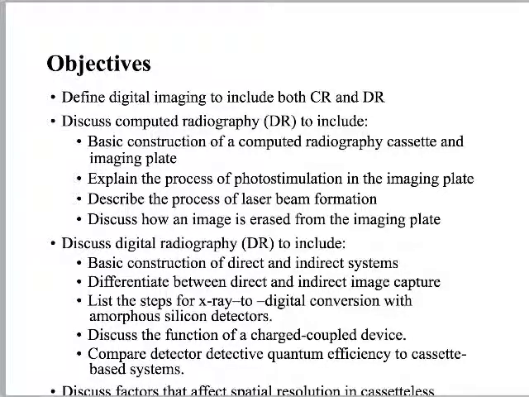Discuss digital radiography, DR, to include both direct and indirect systems, differentiating between those, knowing whether it's direct or indirect, and that's kind of what I was talking about, the amorphous selenium versus the amorphous silicon. We're going to dig into that. Then we'll talk about the steps for X-ray to digital conversion. We'll talk about charge coupled devices, detective quantum efficiency, and then spatial resolution.